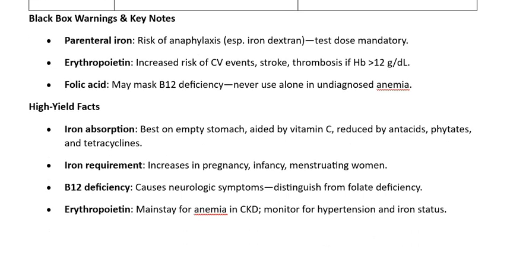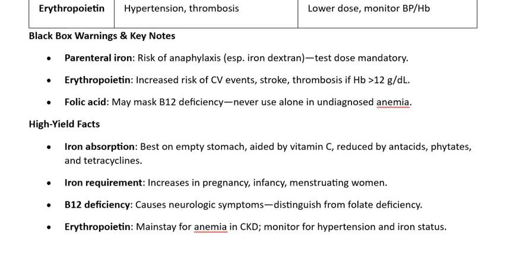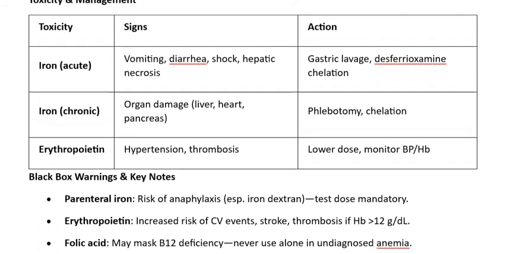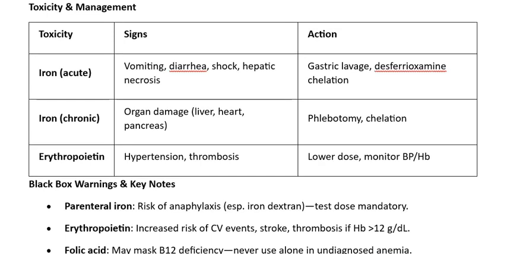And chronic iron overload. Chronic iron overload, like in hemochromatosis or from multiple transfusions, causes iron deposition and damage in organs like the liver, heart, and pancreas over time. This is managed differently, usually with regular removal of blood, phlebotomy, or sometimes long-term chelation therapy.